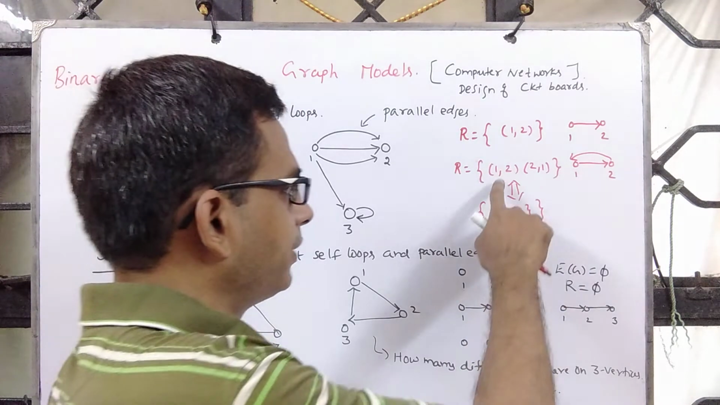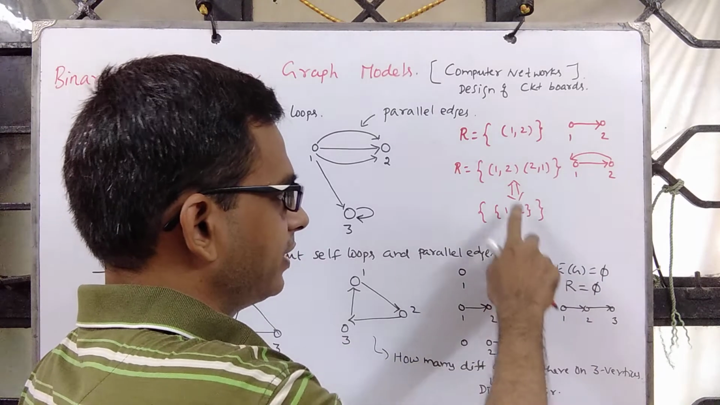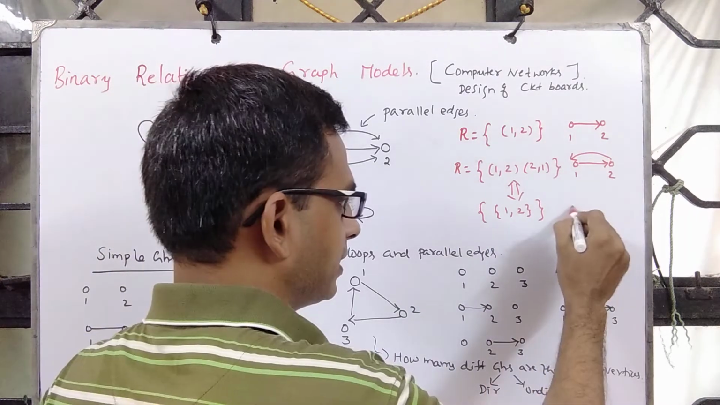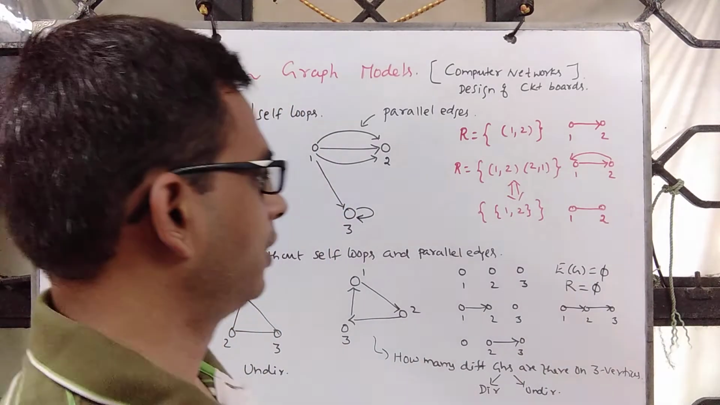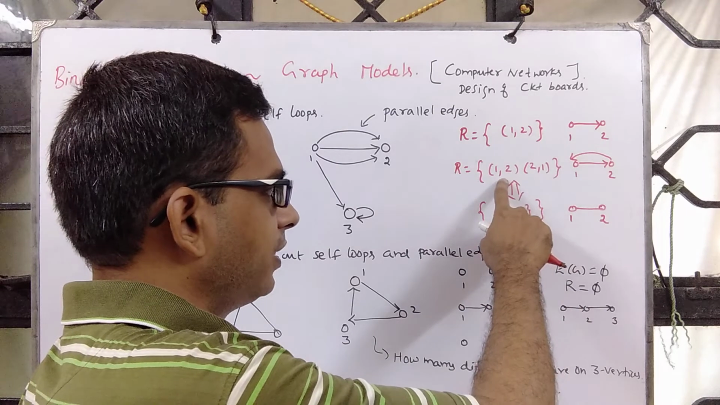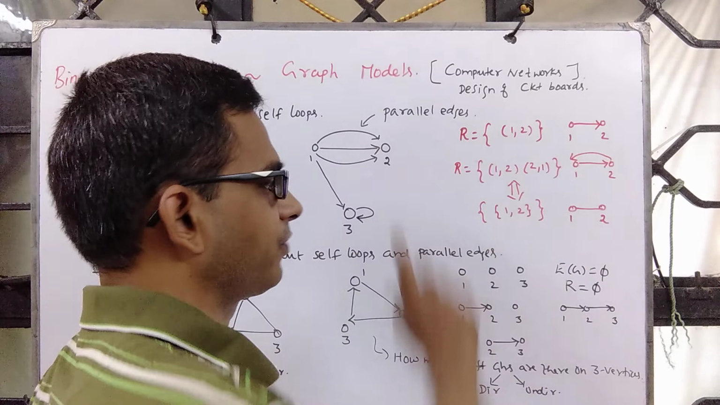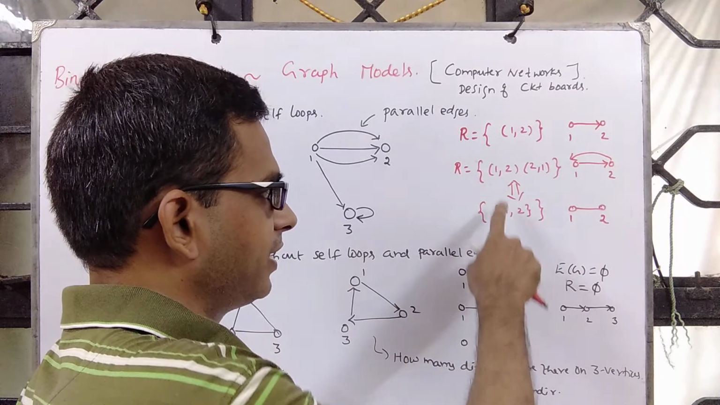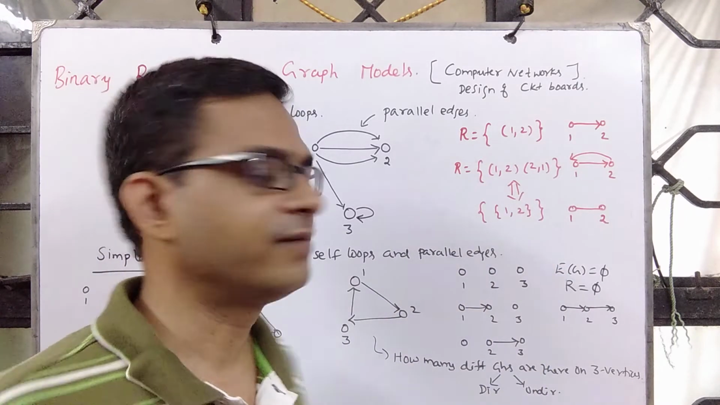So when you draw using vectors, then direction is important. This is an ordered pair, this is an unordered set. So this represents the underlying undirected graph, which means both 1, 2 as well as 2, 1. So for undirected graphs you can write like this, or you can use this. For directed graphs you should use this. For undirected graphs you can use either notation. Fine.